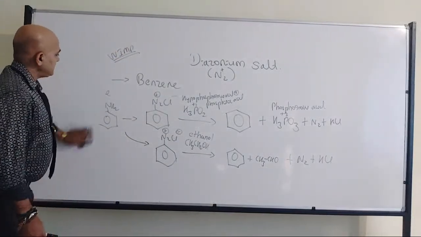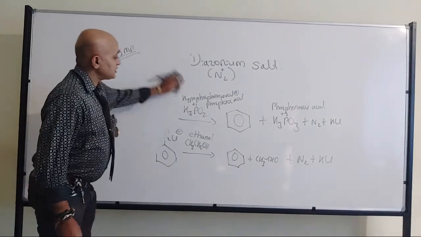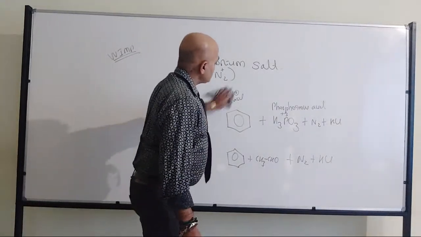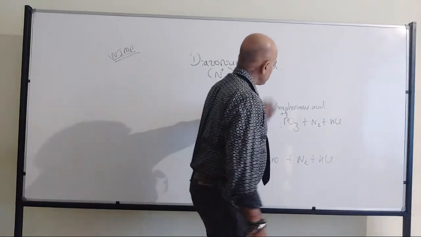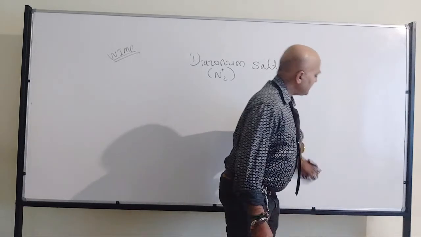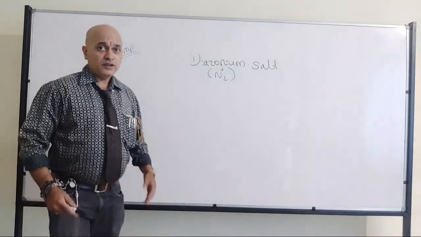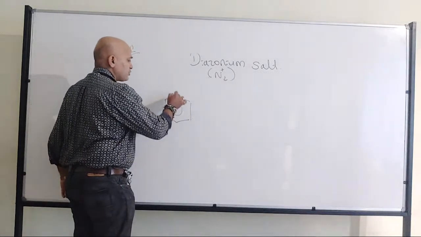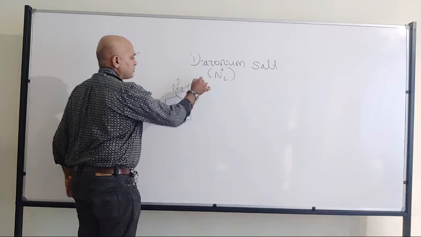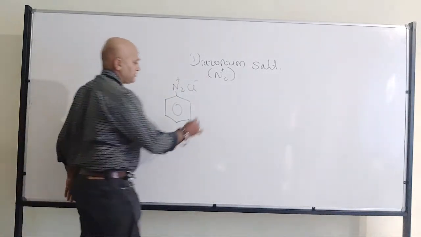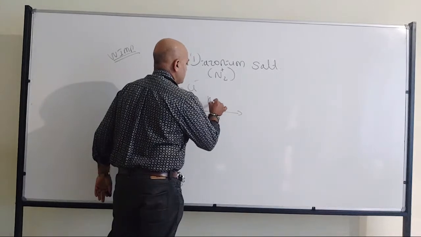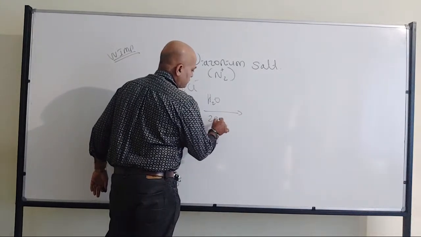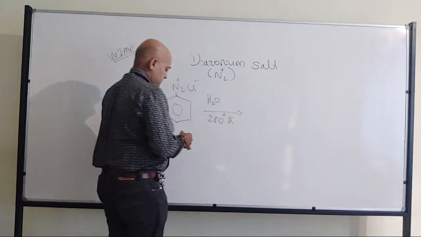So that's where we have the application. Now another reaction is there. I told you benzene diazonium chloride should not be exposed to high temperature, even moderately high temperature. It should be maintained under cold condition. They are highly soluble because they are salts. What will happen if I expose them even to 280 Kelvin?